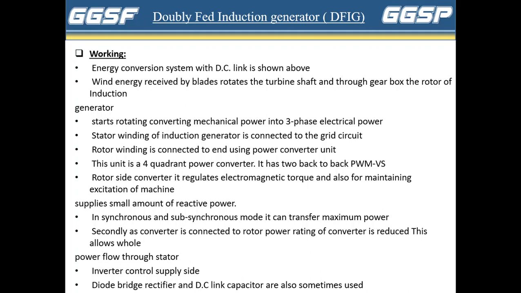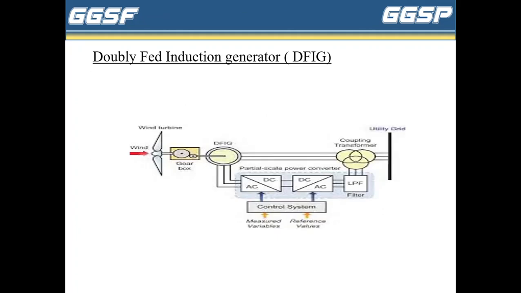It has two back-to-back PWM VSC converters, including the rotor side converter. It regulates electromagnetic torque and also maintains excitation of the machine. In synchronous and subsynchronous mode, it can transfer maximum power. Secondly, as the converter is connected to the rotor, the power rating of the converter is reduced. This allows the whole power flow through the stator. Inverter control, supply side diode bridge rectifier and DC link capacitor are also sometimes used. This is the schematic diagram of the doubly-fed induction generator.